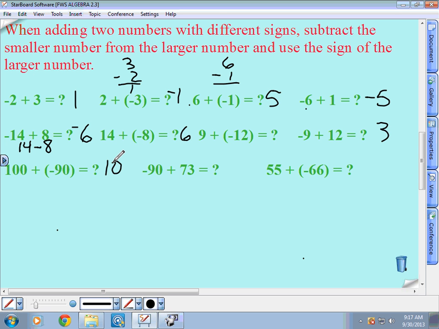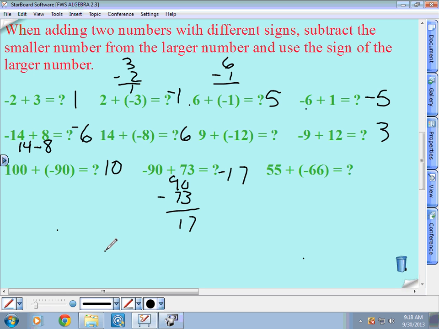Okay. Harold. -90 plus 73. 17. Okay, 90, the larger number, minus the smaller number, 73, does give you 17. Which is larger, 90 or 73? Negative. Right, the larger number is a negative, so the answer is going to be a negative number.